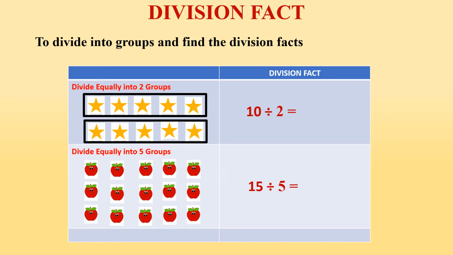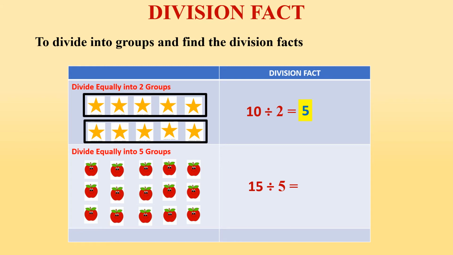So the total number of stars is 10 and the number of groups they are divided into is 2. So 10 divided by 2 is equal to 5, the answer of this division. 5 stars in each group.